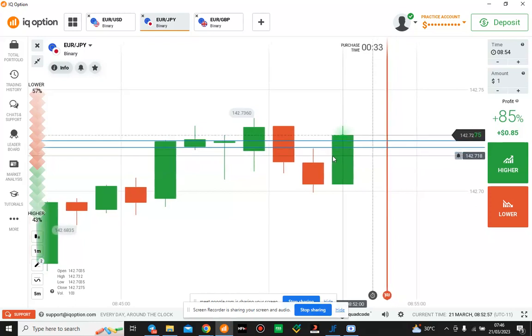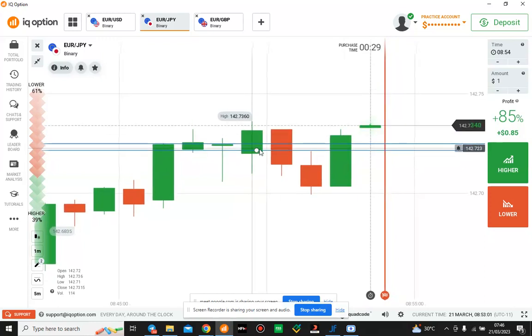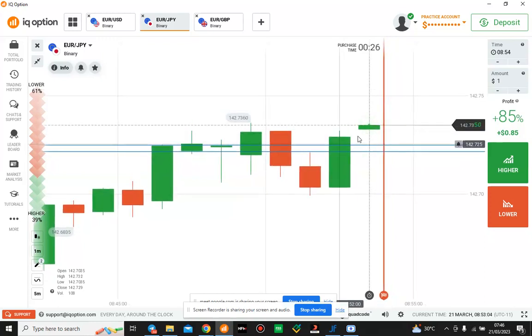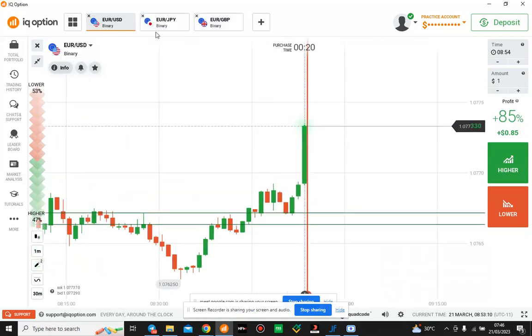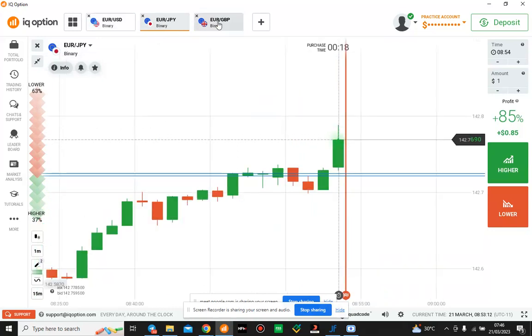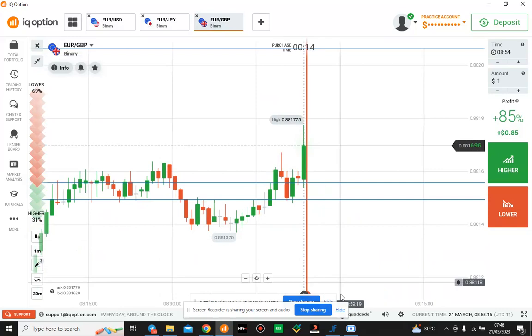Let's see what is going to happen to this candle. Okay, and this one also, the market gaps. The market is not respecting the gap. What is going on?